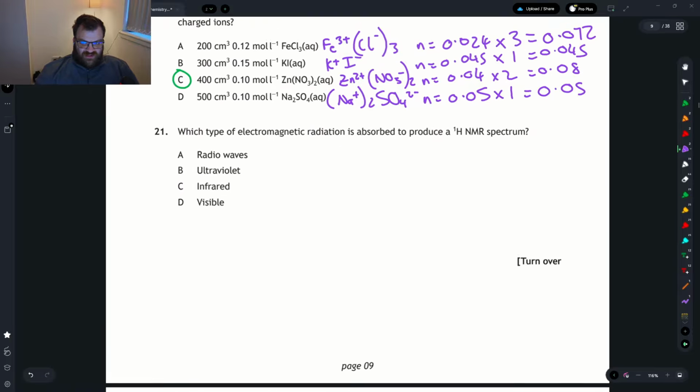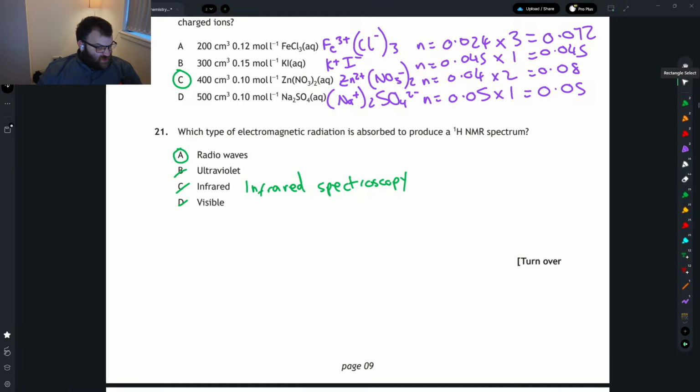Next one, what type of radiation is used to produce an NMR spectrum? That feels like it's just one of those facty ones, it is to do with radio waves. So this would be for infrared spectroscopy. And then with your visible and ultraviolet, that can be used to look at the wavelengths of light that's absorbed. So absorption spectroscopy, colorimetry, spectrophotometry, something like that. UV vis spectroscopy would be that one. So E would be the correct answer there.